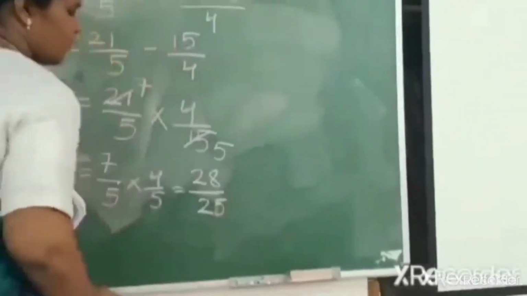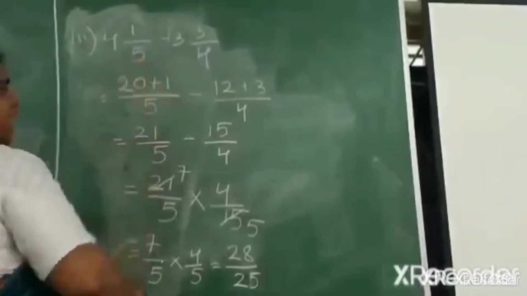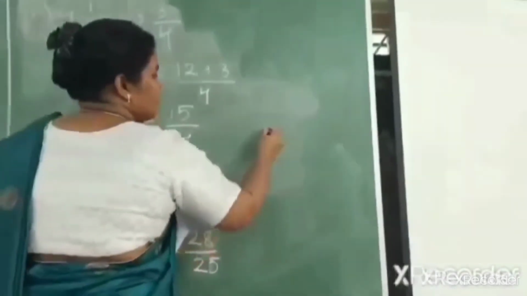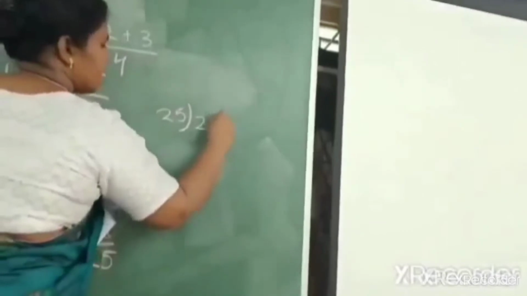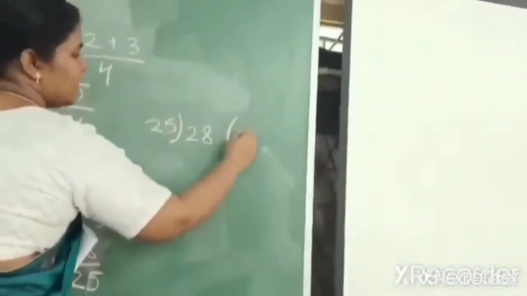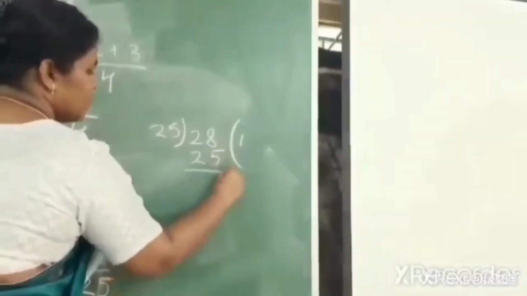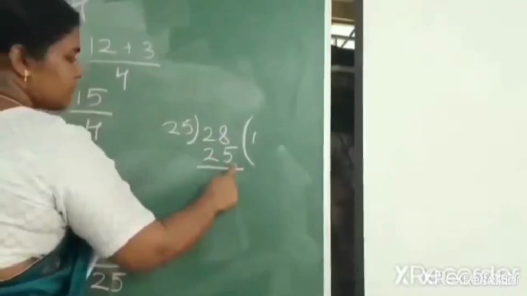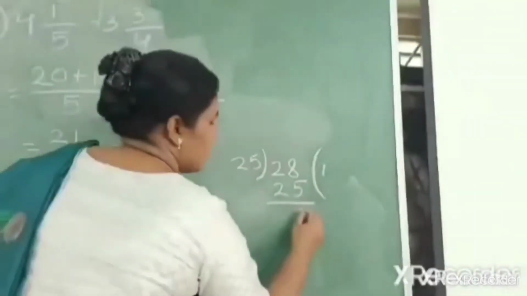So 28 by 25. In the first they have given a mixed fraction, so we can convert this also into a mixed fraction. How will we convert? In previous classes we have seen it. So 25 into 28, how many times? 25 ones are 25. So the remaining term, 28 minus 25 is 3.